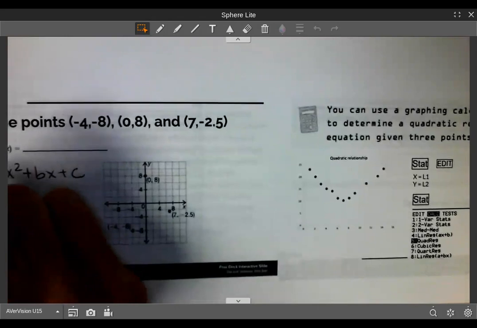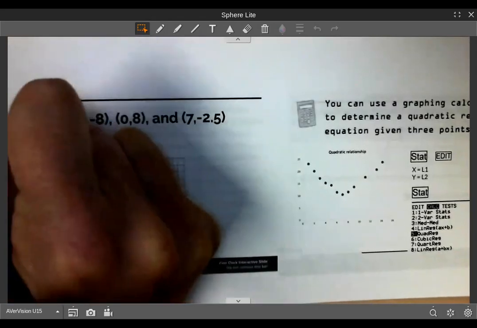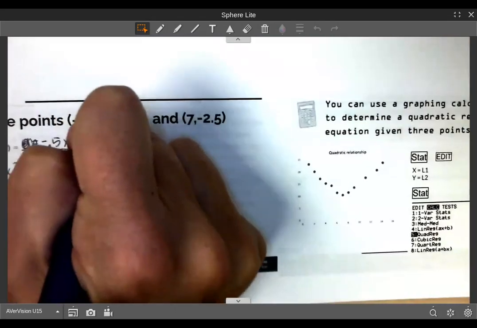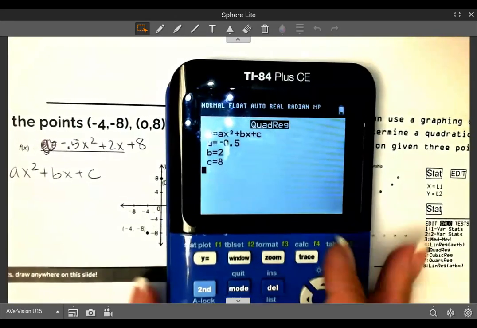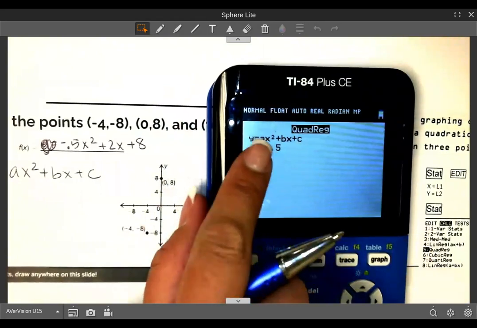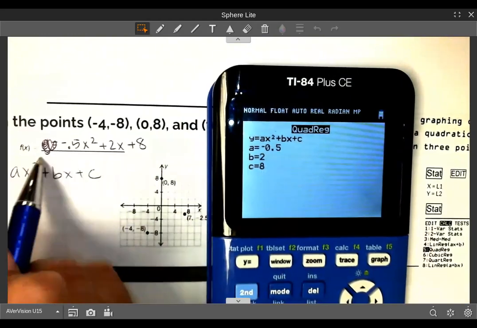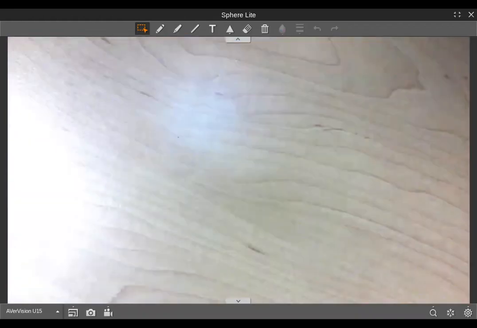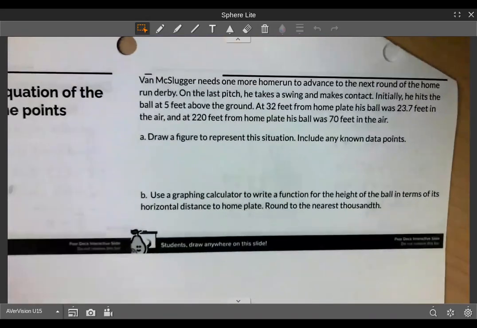So right here, we would go to our a value and put in the negative 0.5. I'll just put it right here. Negative 0.5 x squared plus 2x plus 8. Because our a value goes right there, our b goes in front of the x, and our c is our constant that goes at the end. So we have written it in standard form. I'll show you what I mean by using the equation afterwards.